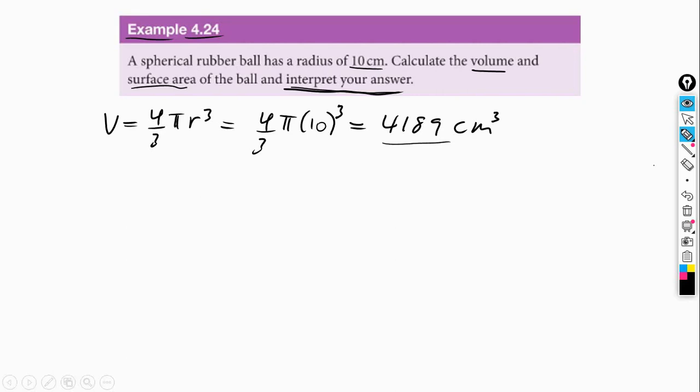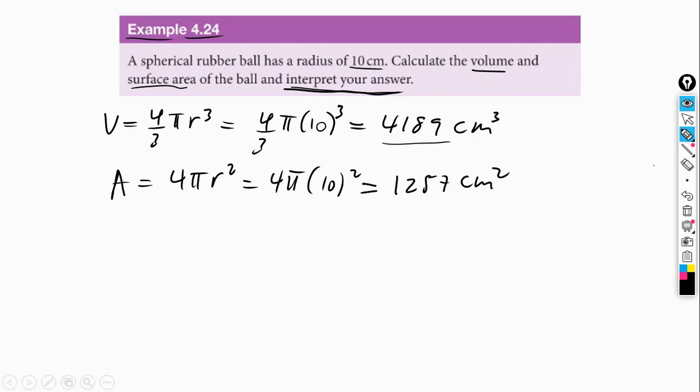Now for the surface area, remember that the surface area is 4 circles, so 4 pi r squared. And this is going to be 4 pi times 10 squared, which is approximately 1,257 centimeters squared. Now, one way to interpret this is saying that if the ball was made from a thin sheet of rubber, this would be the area of the rubber sheet out of which the ball was made.